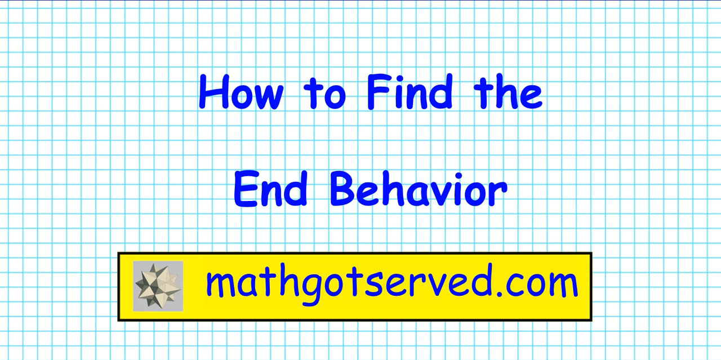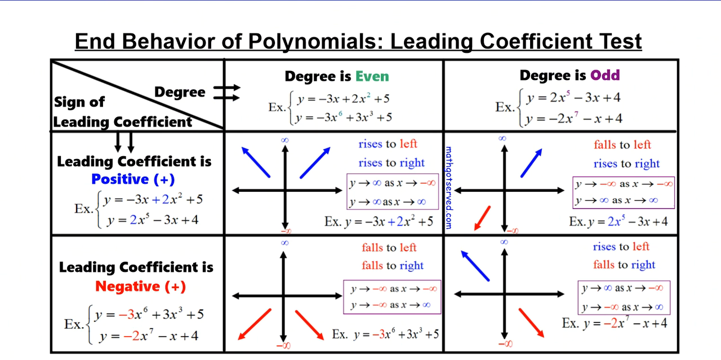Students, welcome to mathgotserved.com. In this clip we're going to be learning how to find the end behavior of polynomial functions. We're going to get started by taking a look at something called the leading coefficient test. The leading coefficient test is something we can use to describe the end behavior of a function.